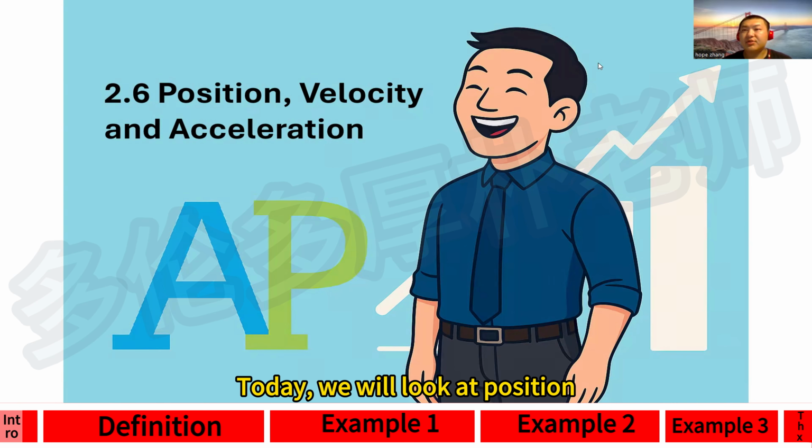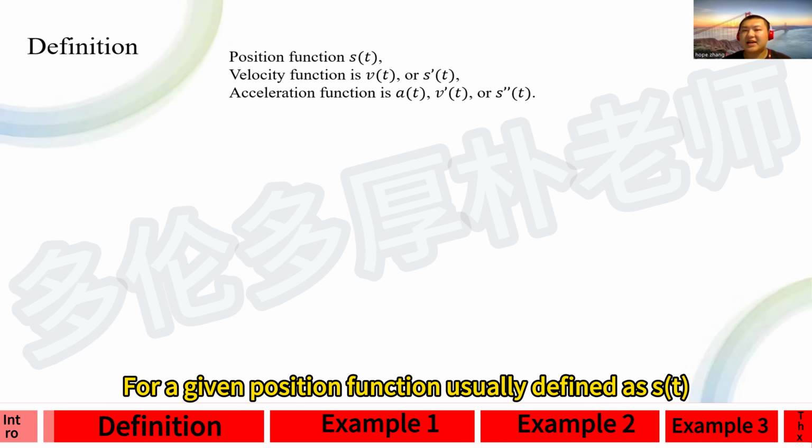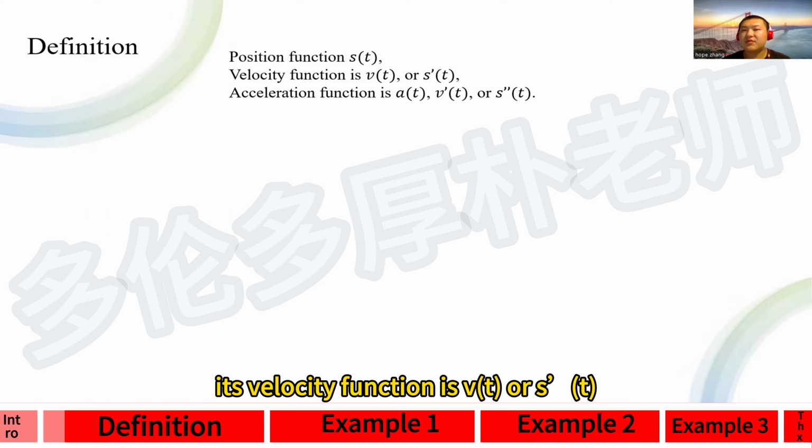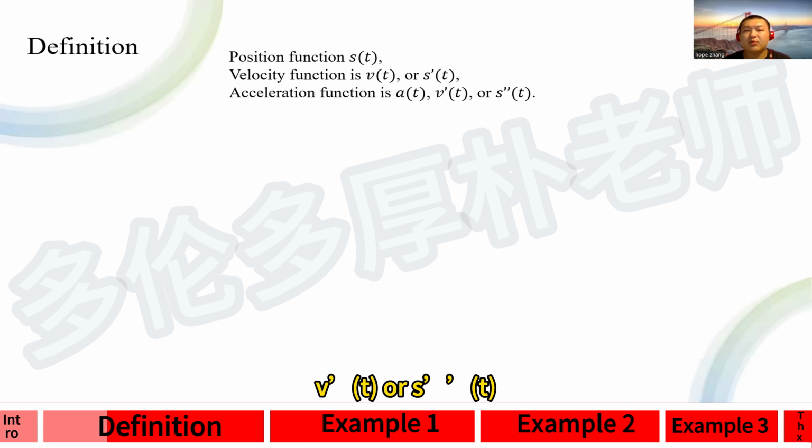Today we will look at position, velocity, and acceleration. For a given position function, we usually define it as s(t), and its velocity will be v(t) or s prime t, and its acceleration function is a(t), v prime t or s double prime t.